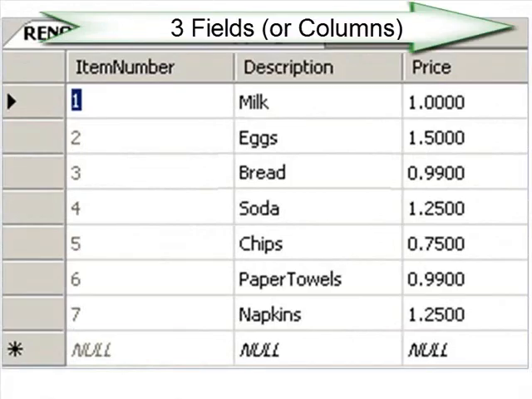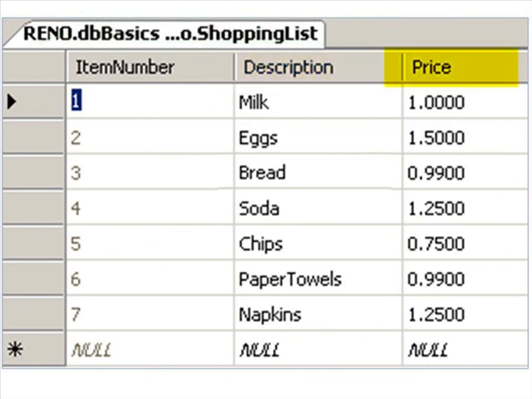Once again, the shopping list table has 3 fields. The first field name in this table is item number. The second field name is description. The third field name is price.